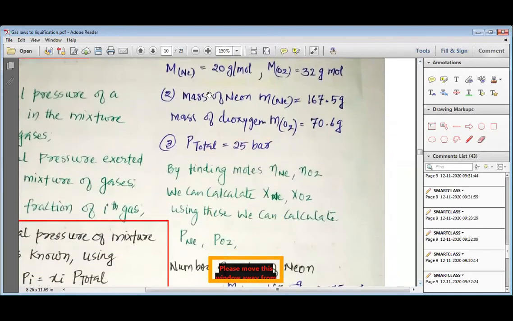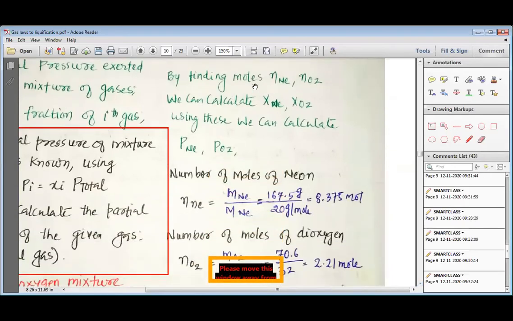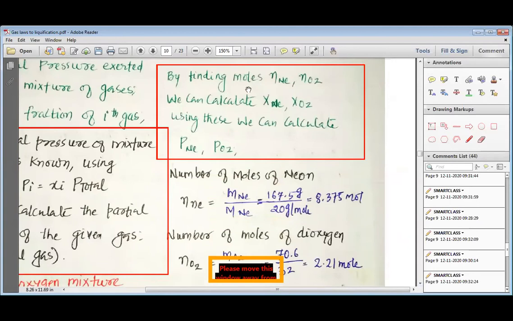Then we have the next data. Mass of neon, that is small m Ne, is equal to 167.5 gram. Mass of dioxygen, that is small m O2, is equal to 70.60, and total pressure P total is given as 25 bar. So what is our strategy to solve this problem? By finding the moles n Ne and n O2, we can calculate the mole fractions, that is X Ne and X O2, and using this we can calculate the P Ne and P O2.